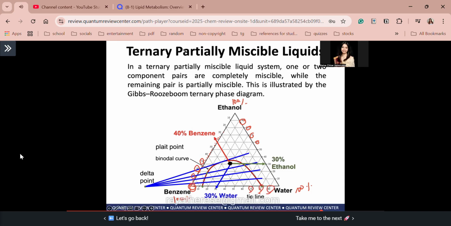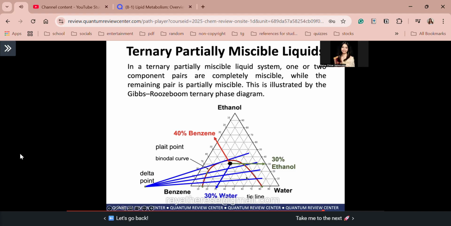Now, the lines which intersect at the delta point cross the binodal curve. Again, the blue lines which intersect at the delta point cross the binodal curve at two points. This is what we use in the lever rule, in determining the relative amounts of our liquids. These are what we call tie lines. This time your tie lines are diagonal. They are no longer horizontal.